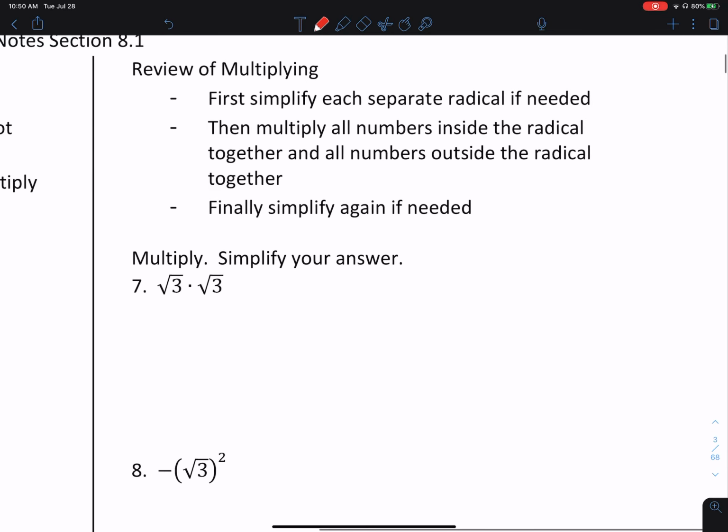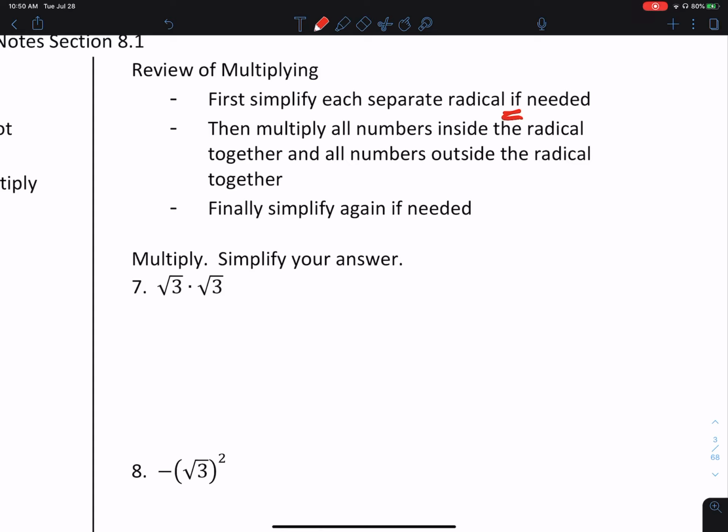These ones here, we are multiplying radicals together. And the order in which you do these things then doesn't matter. I've got some guidelines written here that you can follow or not follow. What's important is that we get the correct answer. It says first multiply each separate radical if needed. Notice it says if needed. Then multiply numbers on the inside together and outside together, and then simplify again if needed.